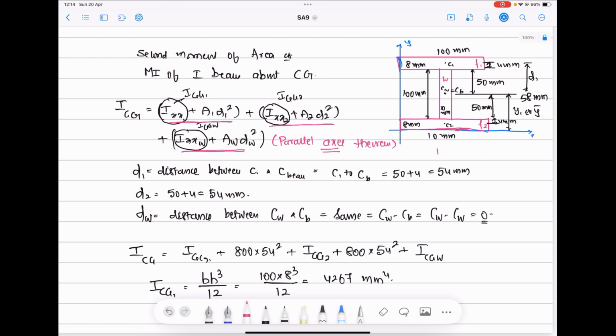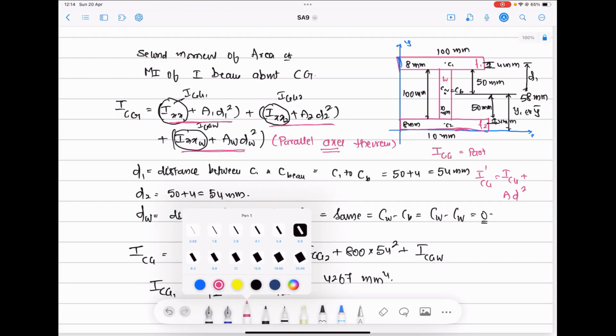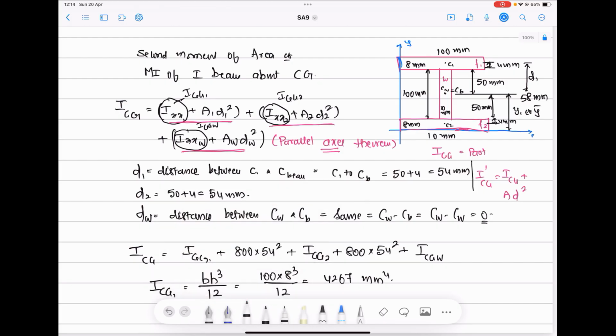If you have the ICG of a particular part, and you want to find out I dash CG, then that is ICG plus the area of that particular part into distance square. This is the parallel axis theorem. Please remember this parallel axis theorem.